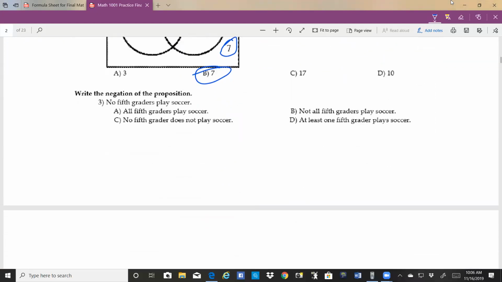Now, number 3, write the negation of the proposition: No 5th graders play soccer. Now, if you could come up with at least one 5th grader plays soccer, that would negate the proposition that no 5th graders play soccer. So that is the negation of that statement.